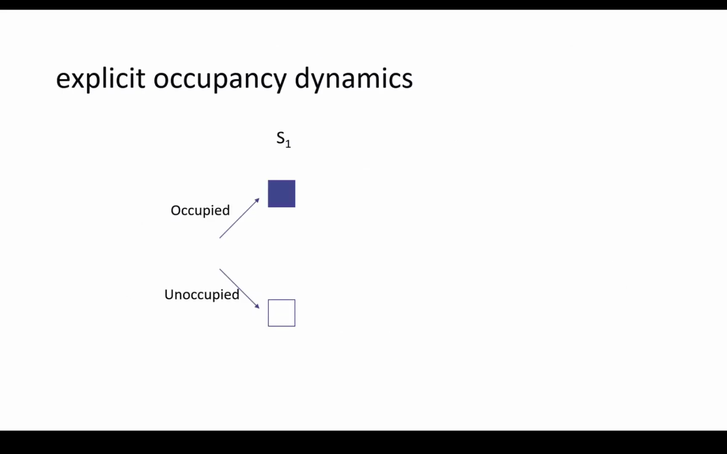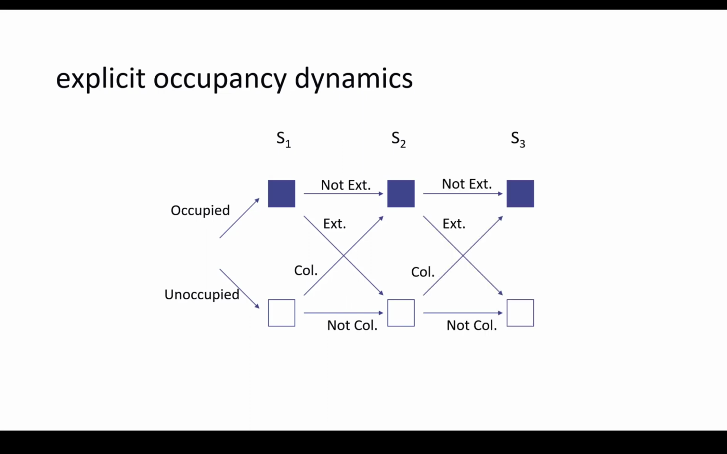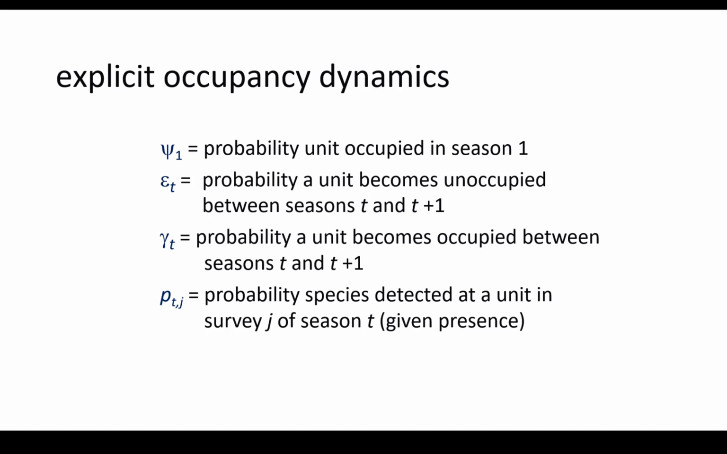Okay, so here's a diagram which represents the basic sequence. You might have a patch that is occupied or unoccupied. Then in season one, it's in one of two states: either occupied or not. It either stays occupied, by not going extinct, which is the complement, or it becomes locally extinct. Conversely, a patch that's unoccupied can become colonized, or it can stay empty, and so on over the multiple seasons.